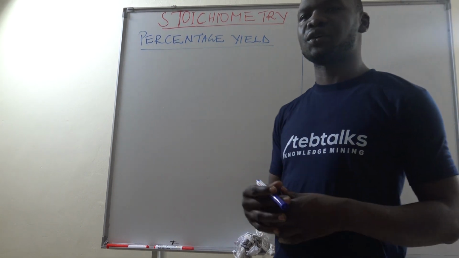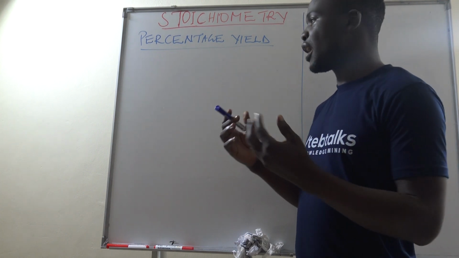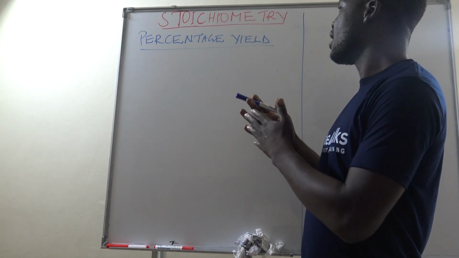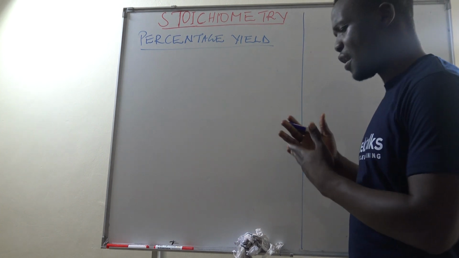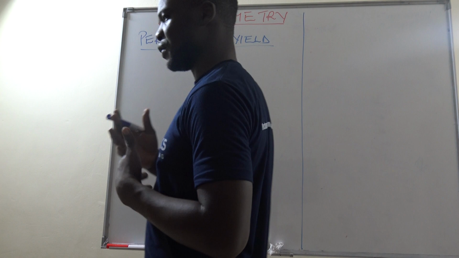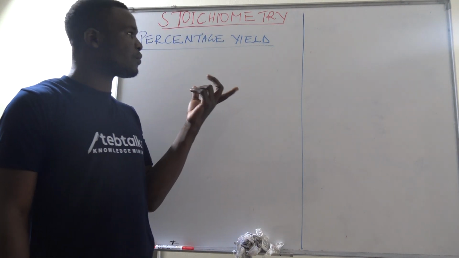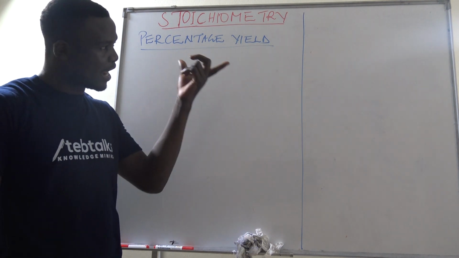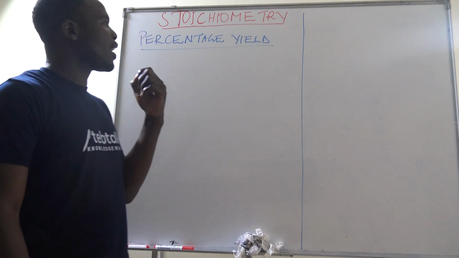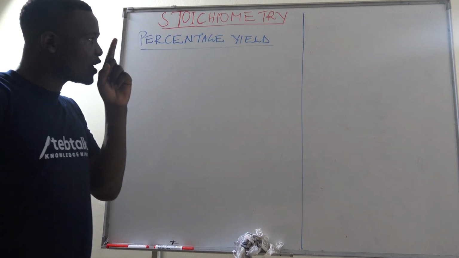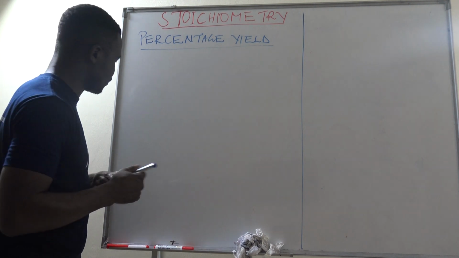When a chemical reaction is taking place, in most cases, we calculate theoretically the amount of product that we expect to come out of that reaction. But when we do practicals from experimental results, the actual values we get for the products are always less than the theoretically calculated values. Therefore, now, what causes this? The reasons that lead to this, we have about 2 to 3 reasons.